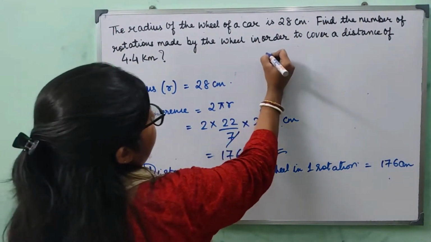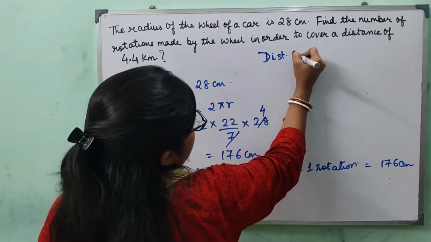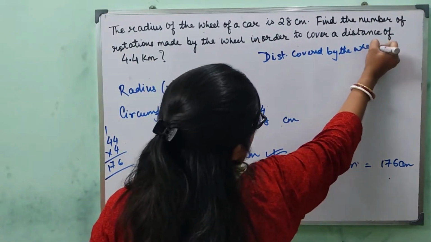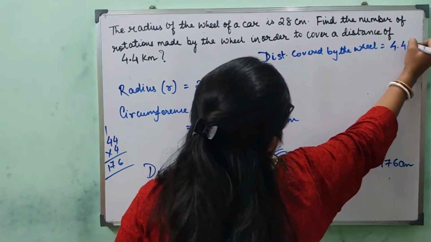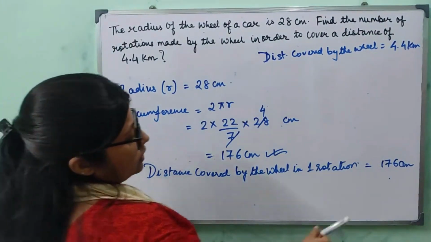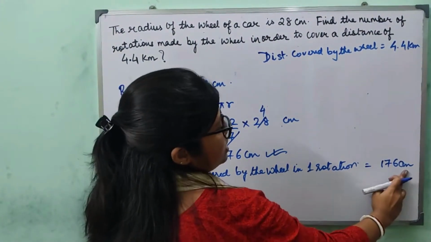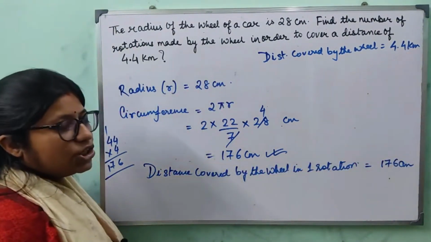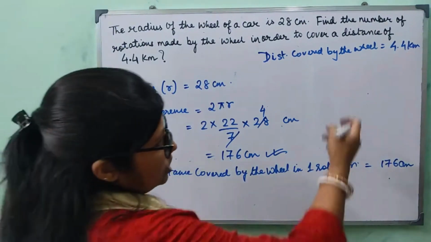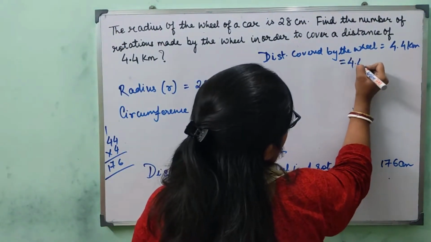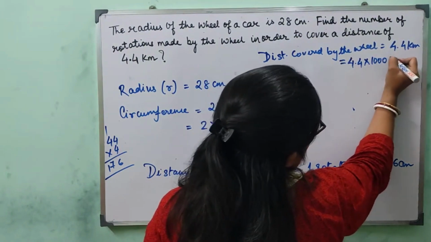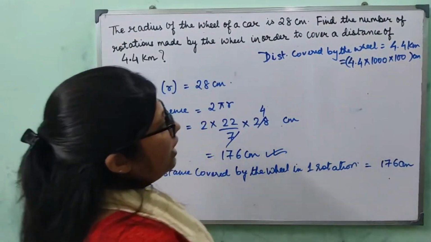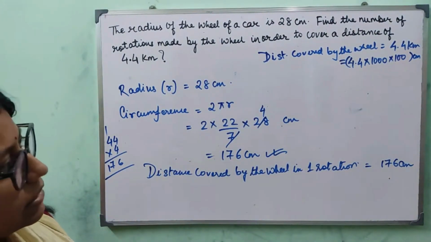Now it has covered a total distance of 4.4 kilometer. So the distance covered by the wheel is 4.4 kilometer. Be very careful over here. The distance covered in one rotation was 176 centimeter, and here this distance is in kilometer. So we need to change both of them into the same unit. So I'll change this to 4.4 into 100,000 centimeter. I have converted the kilometer to centimeter.